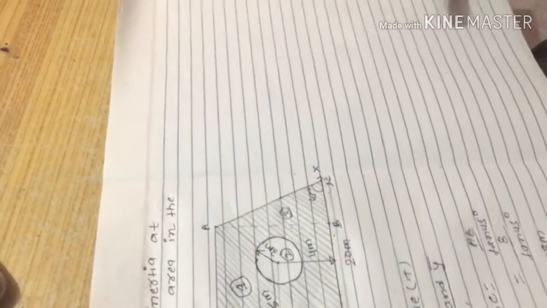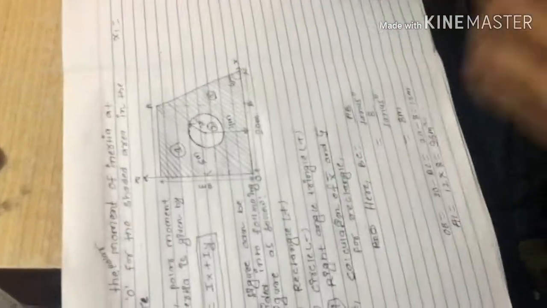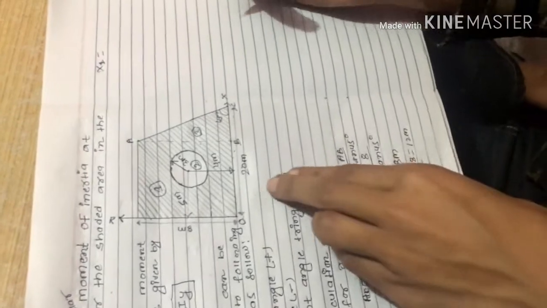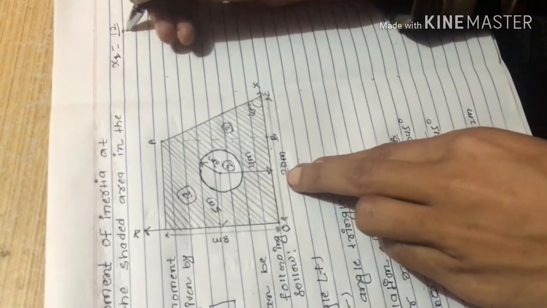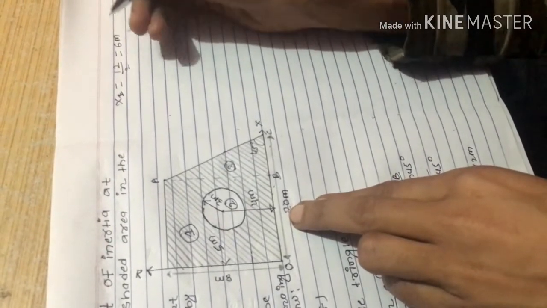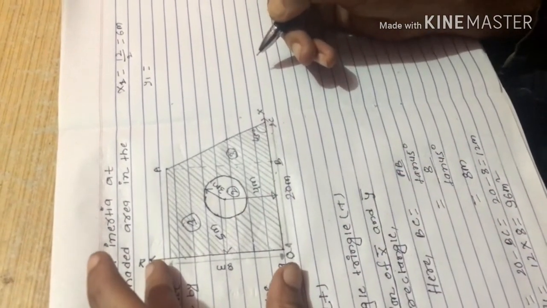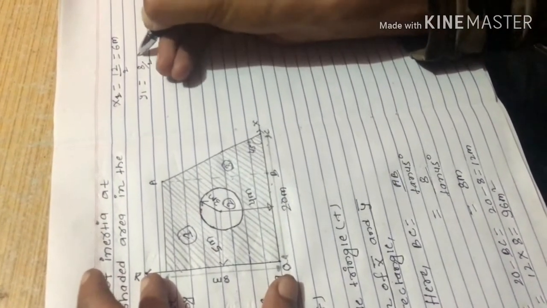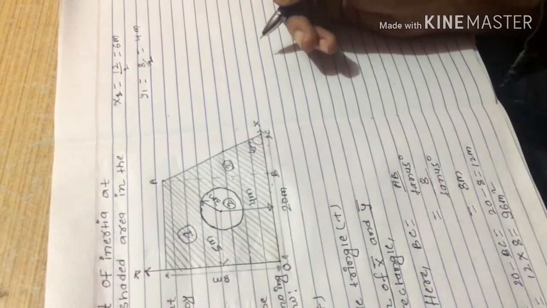Also x1 is equal to, this is a rectangle, and by formula x bar of a rectangle is L by 2, which means 12 divided by 2 is equal to 6 meter. Y1 is equal to 8 divided by 2, because this is a rectangle, that is 4 meter. Next, circle.